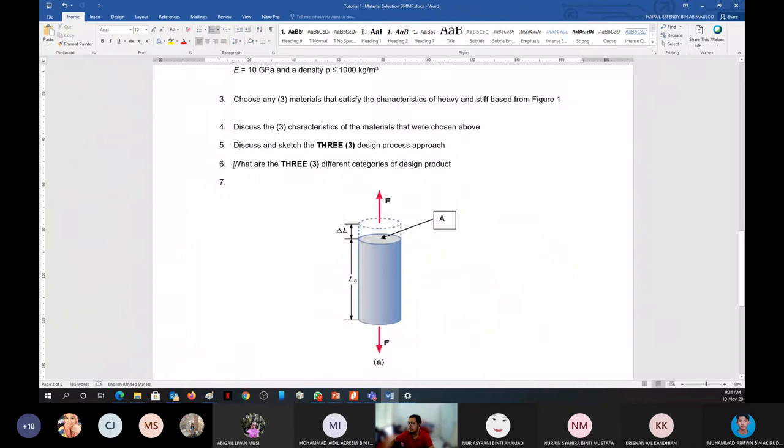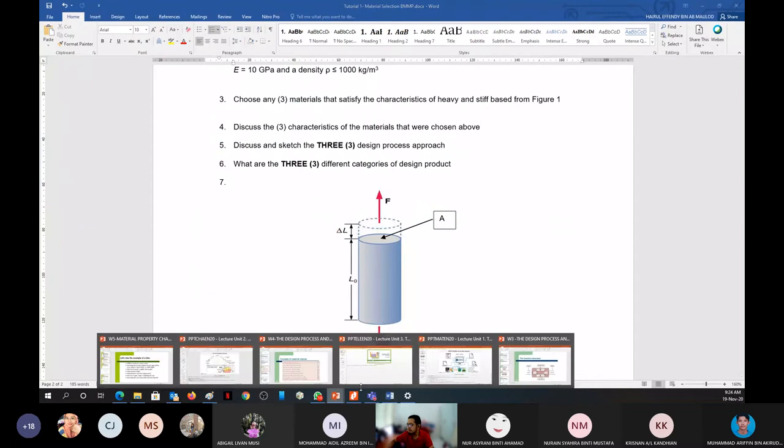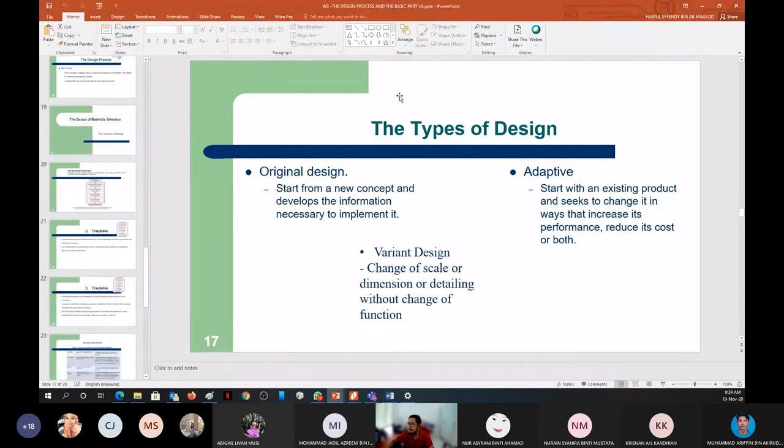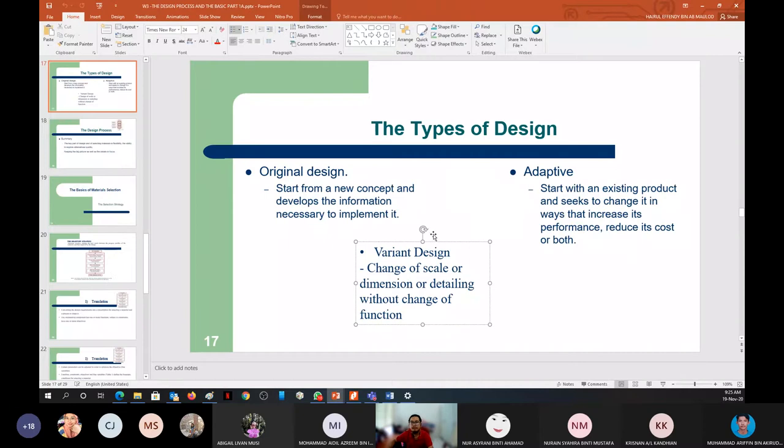And then next, what are the three different categories of design product? These are the three types of design product. Original design is a new product, starting from scratch, with no previous market experience. Adaptive is changing a previous existing product, making it better. And variant is changing the scale of an existing product without changing its function or its major features.